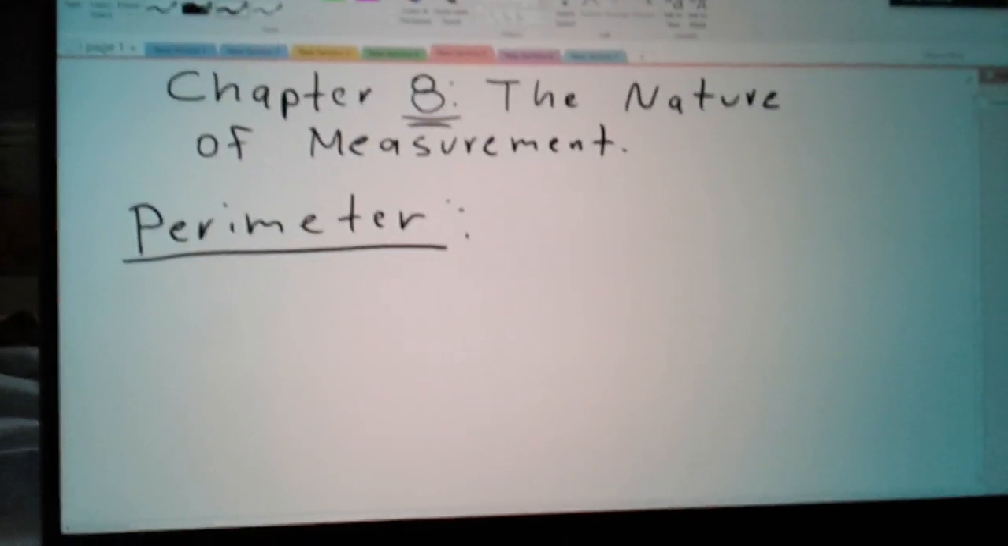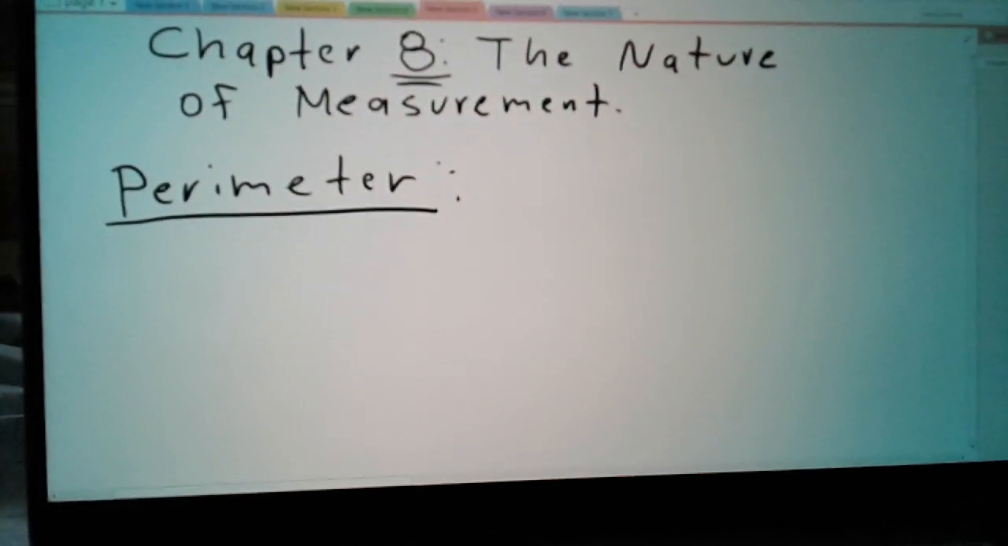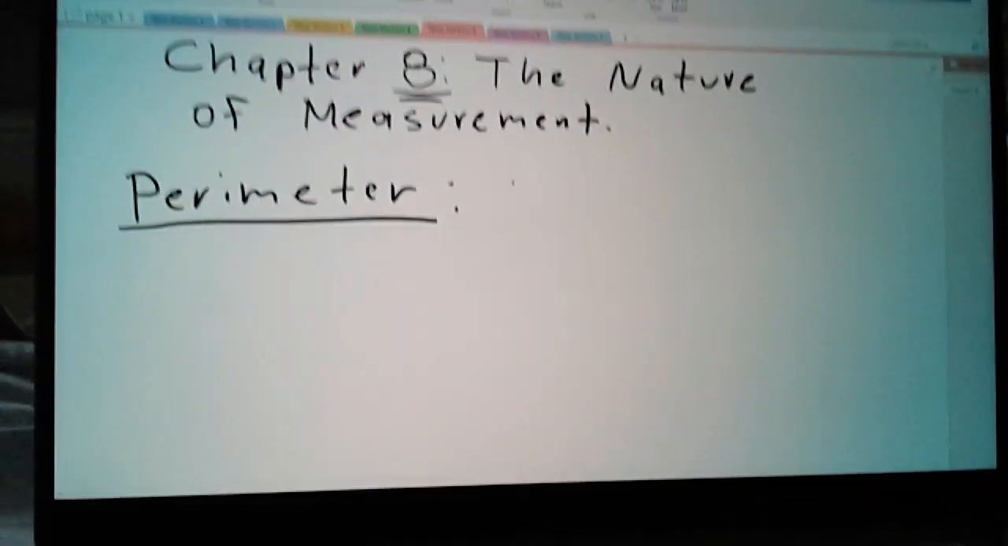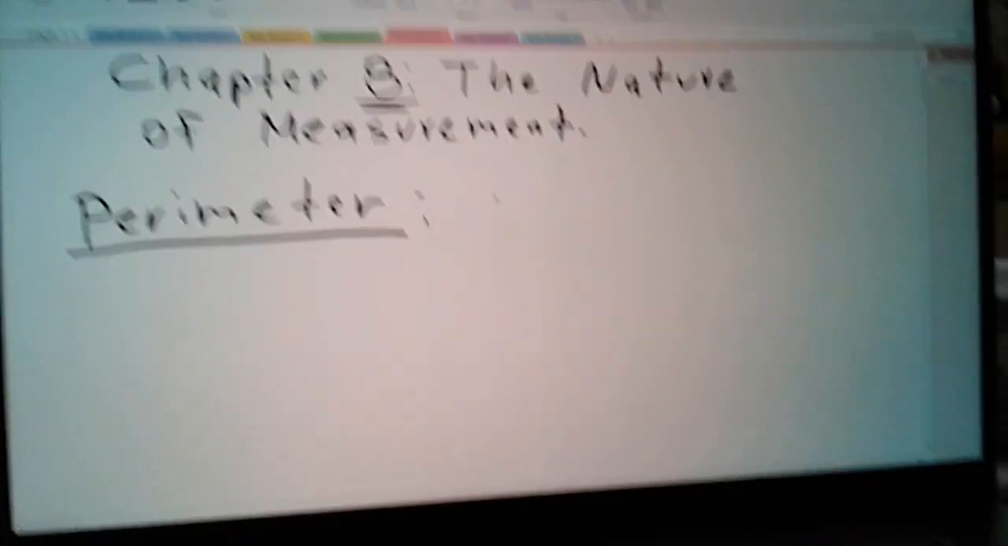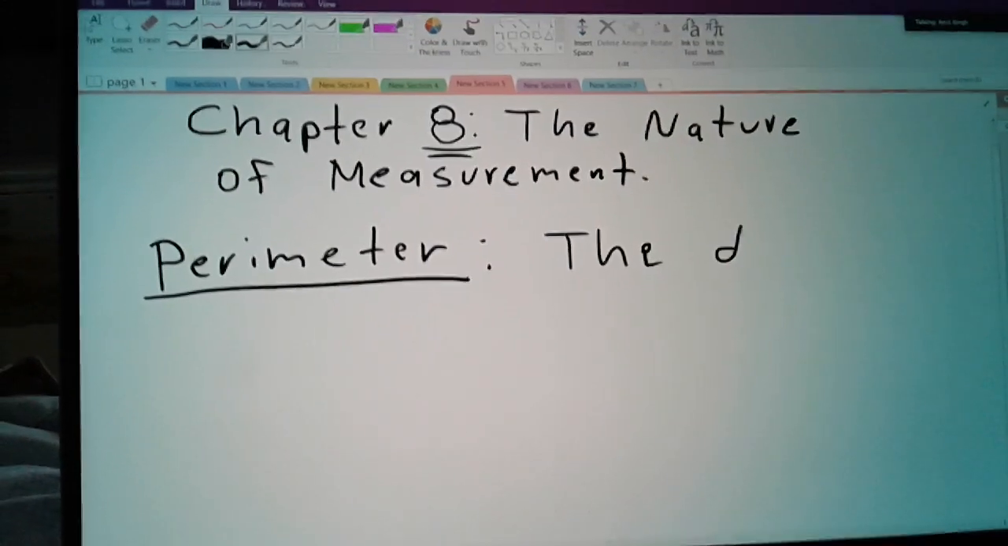So the first thing we're going to talk about is perimeter. The perimeter is the distance around a polygon or a figure. I'll just say the distance around a figure.